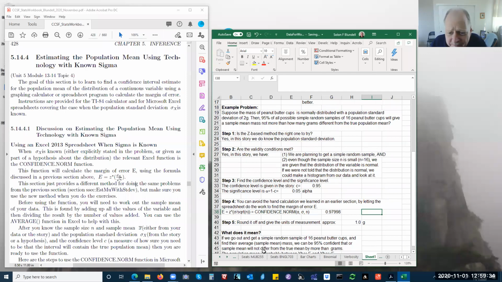So what does it mean? It means whenever we get our 16 peanut butter cups and we get the average weight of just those 16 peanut butter cups, the average mass, we can be 95% confident that the truth is not more than about 1 gram away from whatever we get. 95% confident in the sense that out of all the possible ways you could pick your 16 peanut butter cups, 95% of all samples of size 16 will be this good, within 1 gram of the truth, plus or minus.